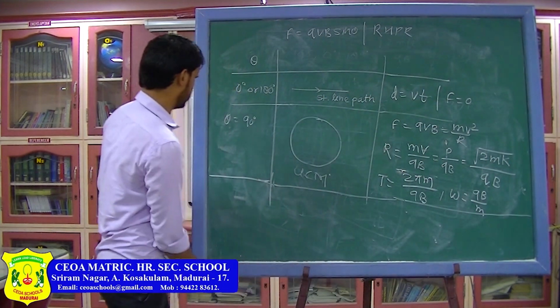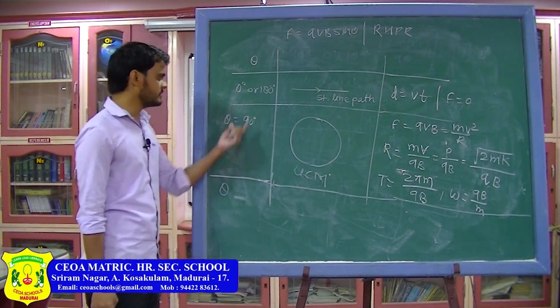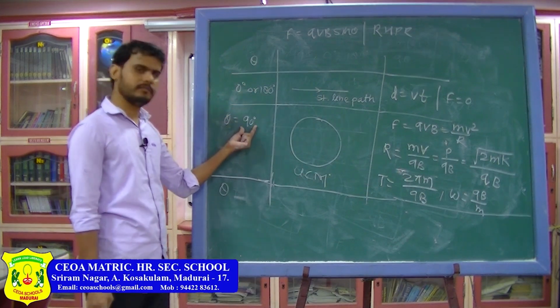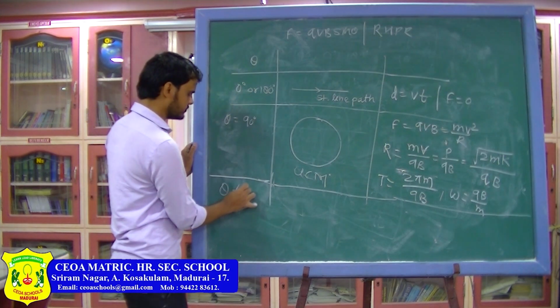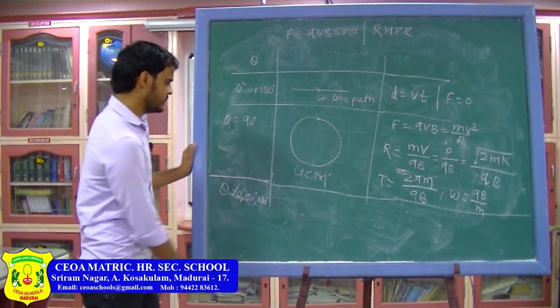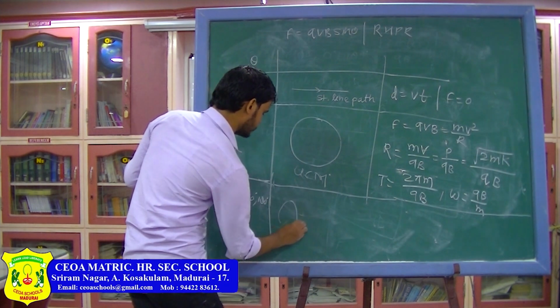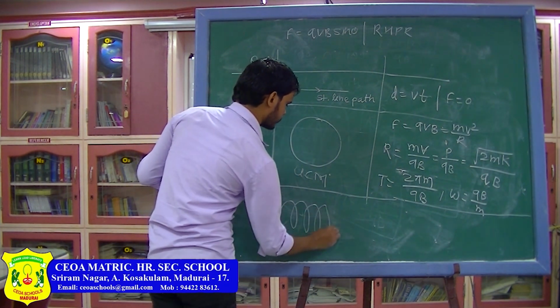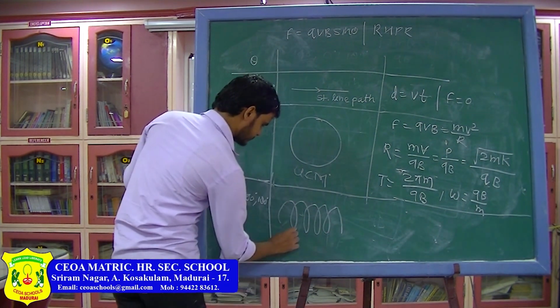And the last thing is, when theta is neither 0, nor 90, nor 180. So theta is not equal to 0 degrees, it is not equal to 90 degrees, and it is not equal to 180 degrees. In that case, the path of the particle is going to be a helical path.